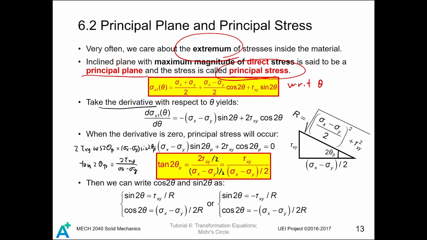Next, we want to solve for the stresses. Recall that we are going to find the principal plane and the principal stress. Therefore, we want to solve for theta and the stresses. However, for tangent 2 theta p, we can decompose it into sine divided by cosine, right? For sine divided by cosine, there are two forms that you can write. One is that both of them are positive. Another form is that both of them are negative. So note the difference in sign.